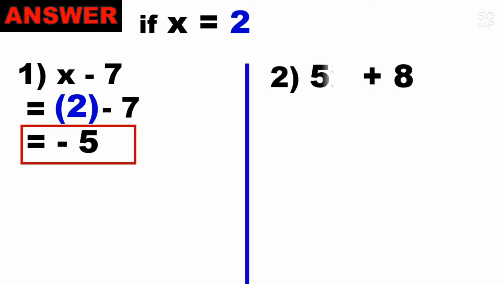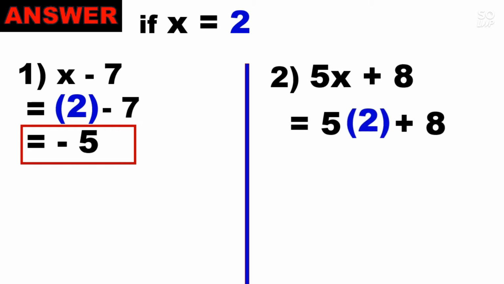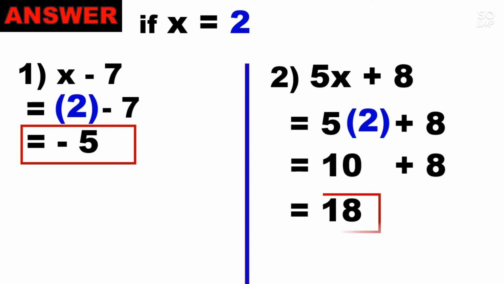Okay. So, next. Number 2. 5x plus 8. Again, we're going to change x by 2 or replace x by 2. So, we have now 5 times 2 plus 8. Okay, so 5 times 2 equals 10 plus 8. And the answer is 18. So, that is the value of the given expression.